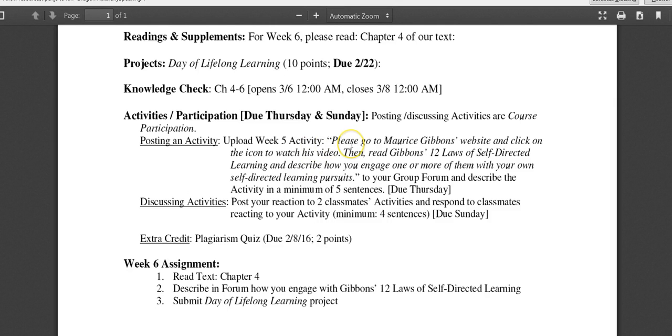Okay, again, that's going to be on Thursday, posting your project. Of course, that's this Thursday coming up that we're going to be talking about Maurice Gibbons's website. So that's going to be this Thursday, and then it's the following Thursday, the 24th, when our Day of Lifelong Learning is due.